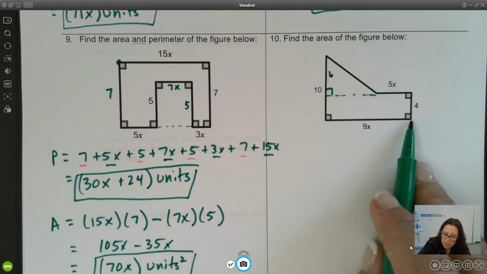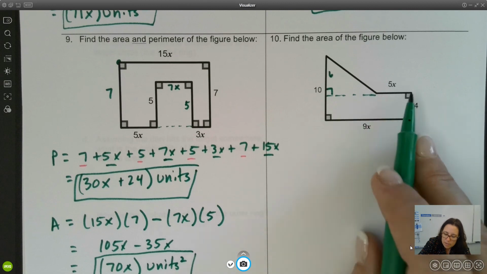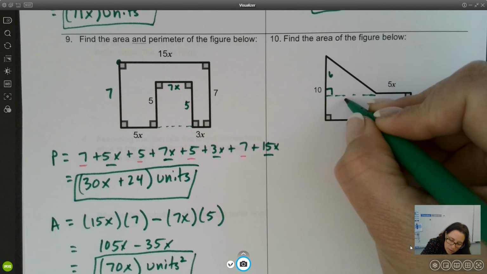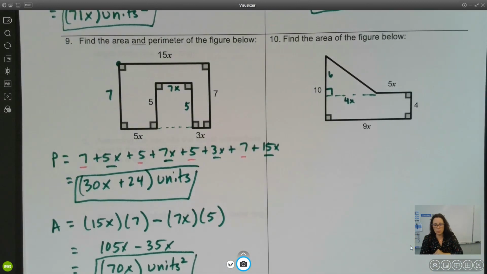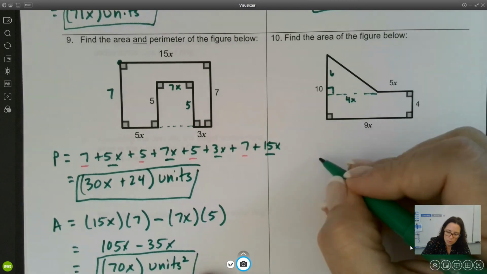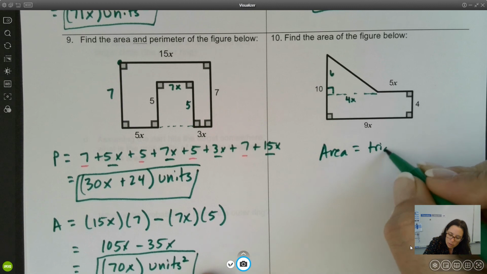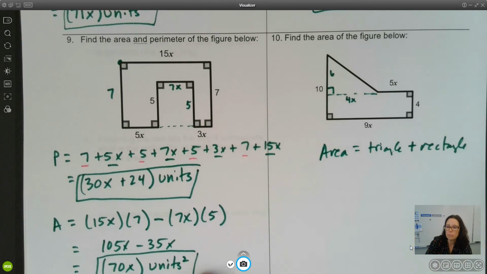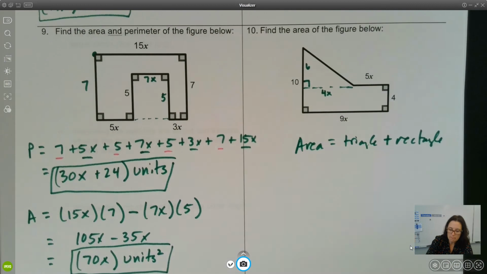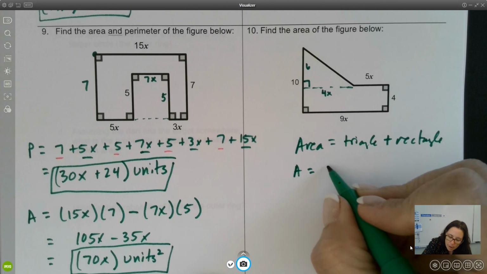If this is 9x and this piece of it is 5x, are we good that this little piece right here is 4x? Okay, so I'm going to do the whole area needs to equal the triangle plus the rectangle. That's going to be kind of my formula for this one. So area equals the triangle.